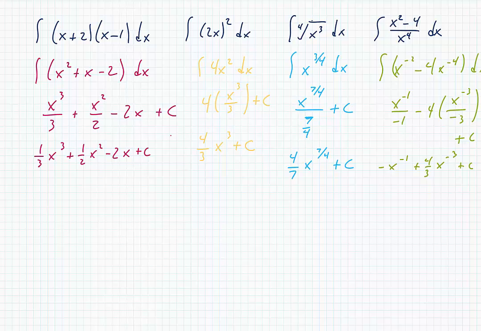We could, of course, put that back over a common denominator and rewrite it back into a quotient type of expression. And if you need to, you should be able to do that. But for right now, in terms of just taking an antiderivative, this is what we're looking for. Take its derivative, do a little bit of algebra. You should, of course, end up back where you started.